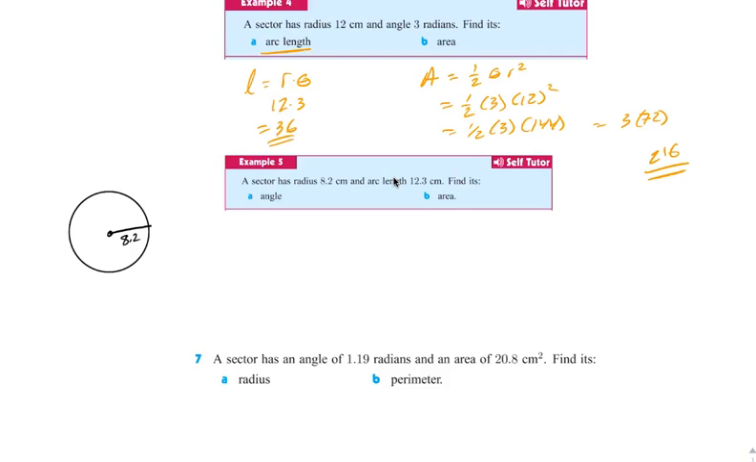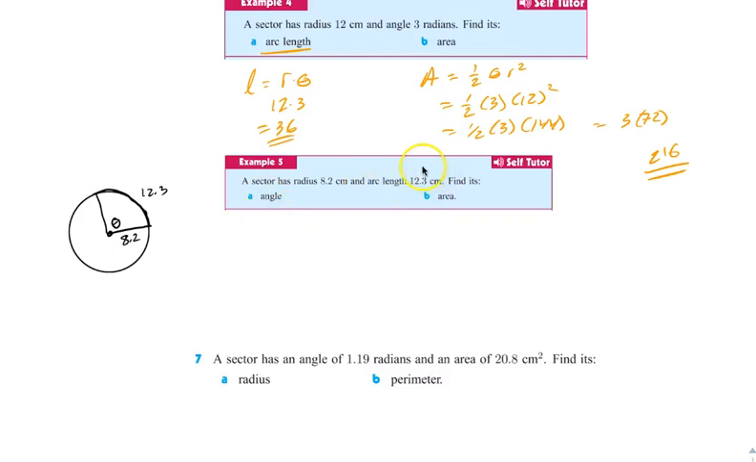And our arc length is 12.3. I'm just going to make up an arc length. So this is 12.3, my thing comes down, and I don't know the angle yet. So 12.3 is the arc length, there's my radius, I don't know the angle. Find its angle. Well, what do we have?